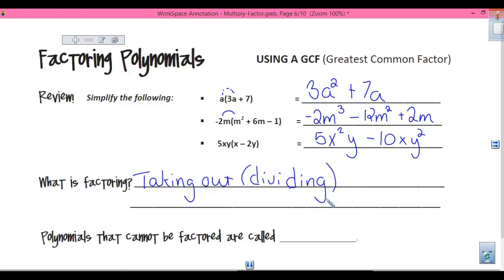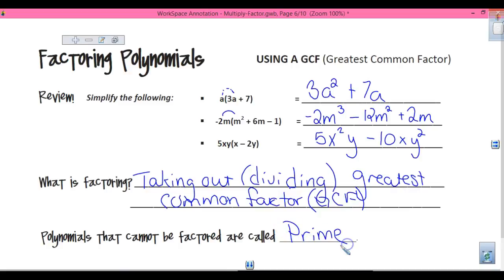Okay, we're taking out or dividing. Today is going to be the greatest common factor, or the GCF, out of our polynomial. If it can't be factored, we call it prime.